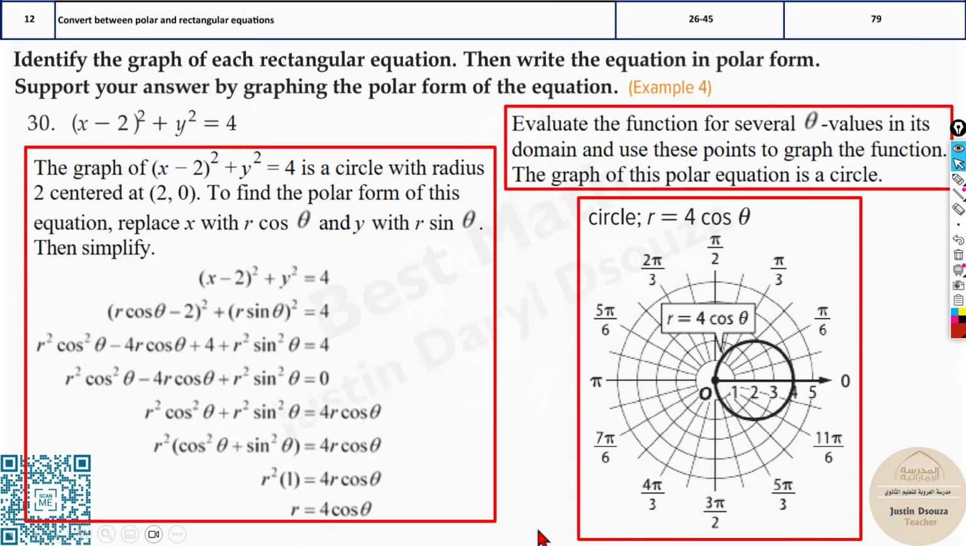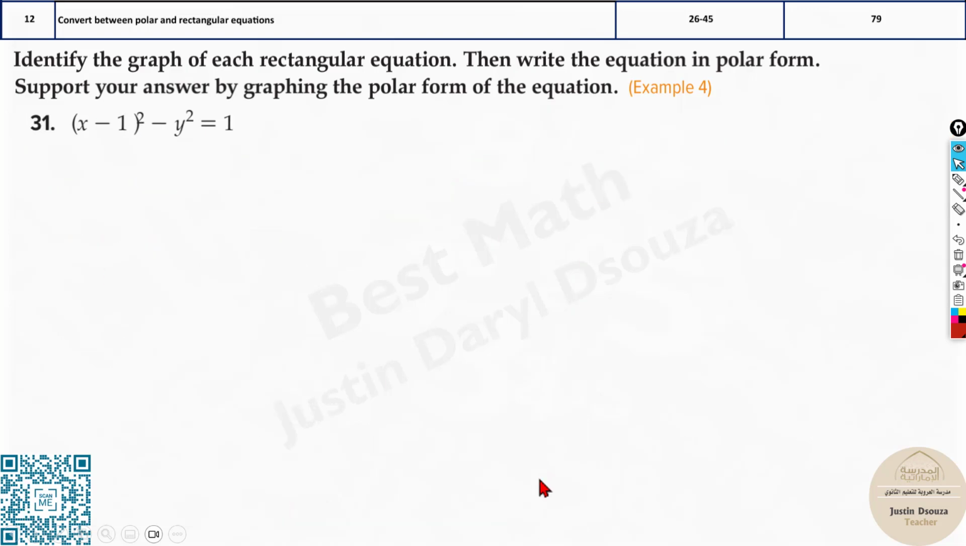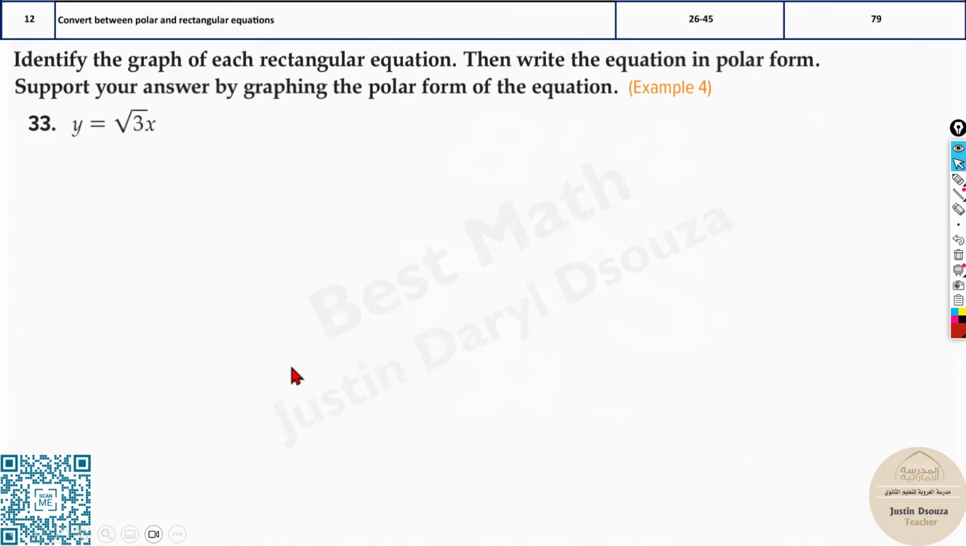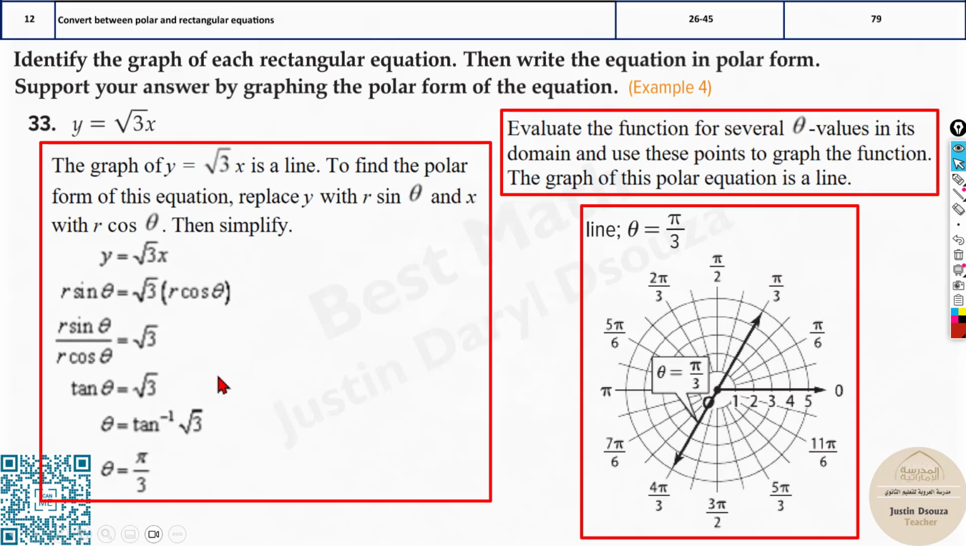Same thing with this one. We just solved a similar one. The second problem was similar to this. Here as well. Let me see the other way around. This is all rectangular to polar. I want to do polar to rectangular. Again, over here it's the same.